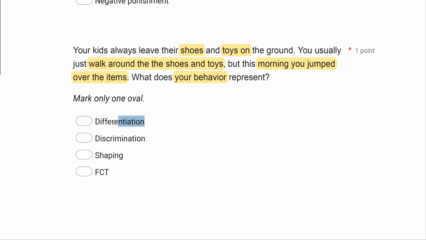This is a good example of knowing your vocabulary is so useful. Shaping and FCT should not even be considered. And if you're fluent in your vocabulary, you can basically get this question quickly down to 2 answer choices. And then you just have to know the difference between stimulus discrimination and response differentiation. Easy from there. Be fluent. Fluency is the key.